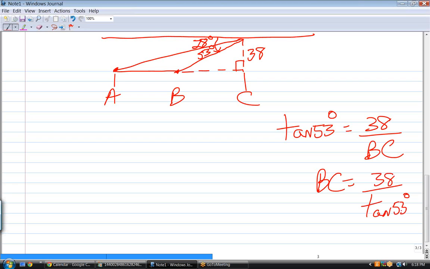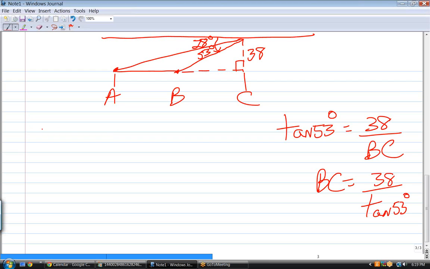And now let's solve for AC. Not AB. We don't have yet the means to solve for AB because that's not a right triangle. In other words, this triangle here is not a right triangle. So we can't immediately solve for AB. But if we can solve for AC, we'll do like you said. We'll subtract AC minus BC will give us AB. So how do I get AC?